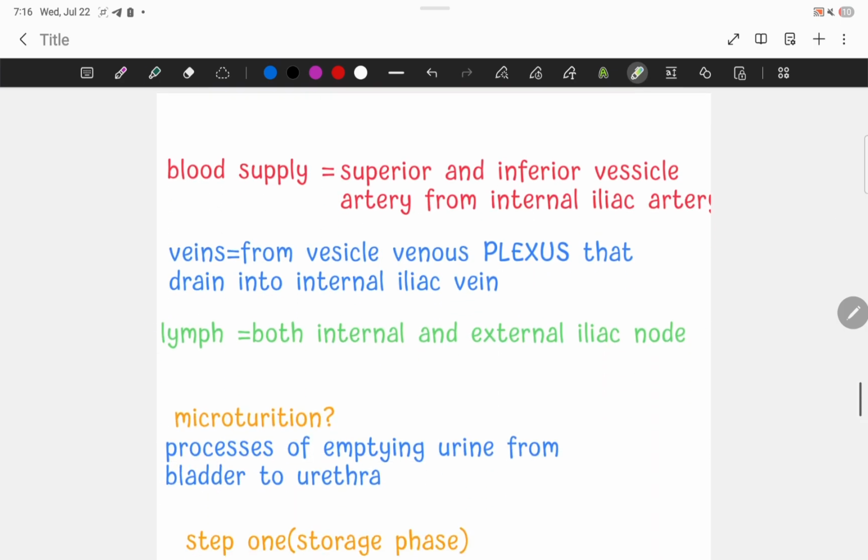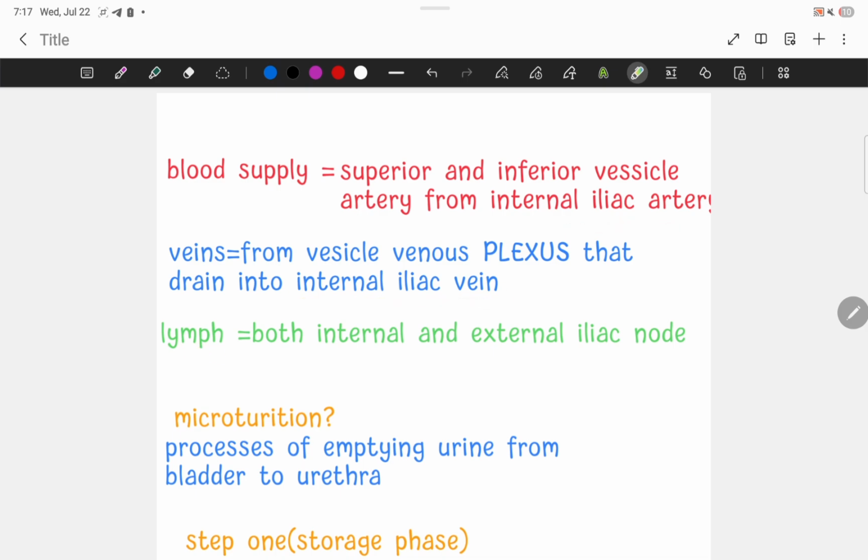And we talk about blood supply. The blood supply is easy. You need the superior and inferior vesical arteries. Where do they come from? They come from the internal iliac artery. Venous drainage is from the vesical venous plexus. Where does that vesical venous plexus drain? It drains to the internal iliac vein. So the origin of the artery and vein is the internal iliac artery and internal iliac vein.